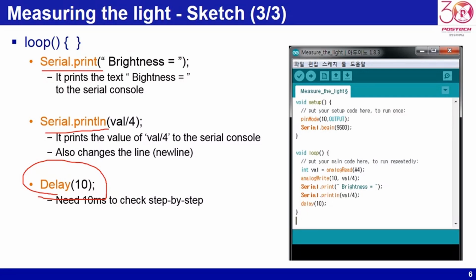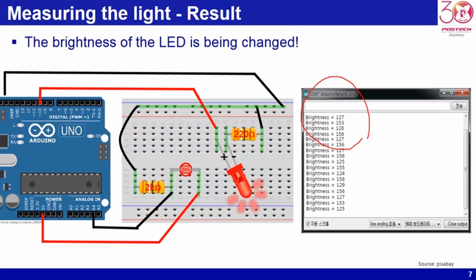You can see the measuring of the brightness of the light and the output result in the serial monitor, which are continuous. So you can see the LED brightness and the serial monitor value also change.